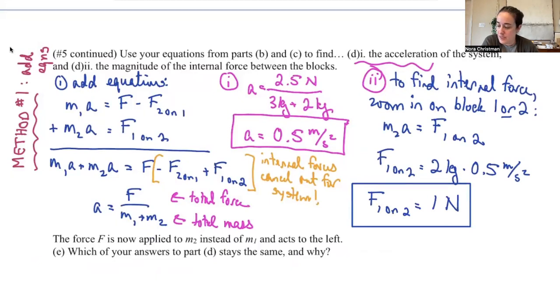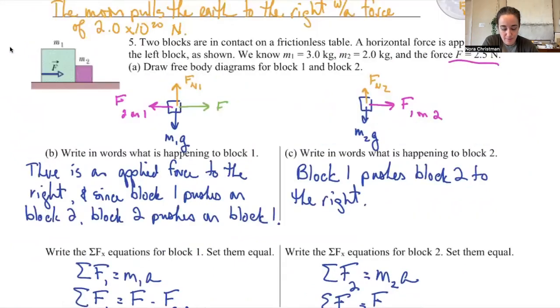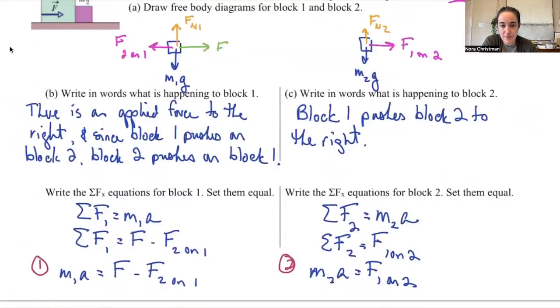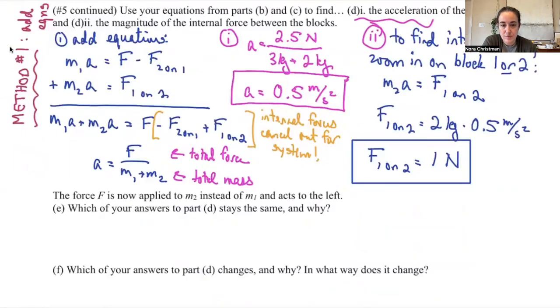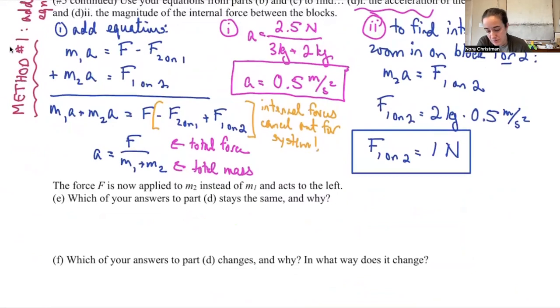Now, what if in this next part, that same size force F is applied to M2 instead of M1? And so that push is just now to the left on the system instead of to the right. So the question is, which would stay the same and which would change? Okay, so I want you to answer that, and then we'll come back.